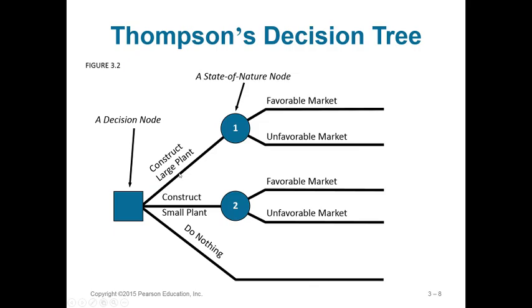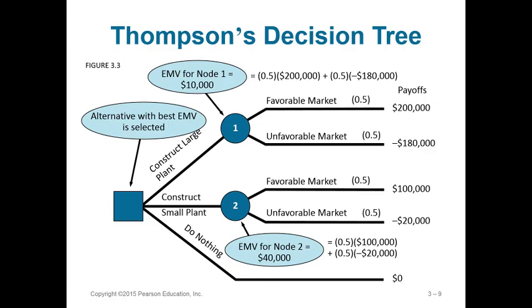If you have a large plant that you created, then the favorable market and unfavorable market were the states of nature that came along with that. And the same thing for constructing the small plant. Now, under that, as you see, you remember that you had an expected monetary value that would start coming out for each one of these.